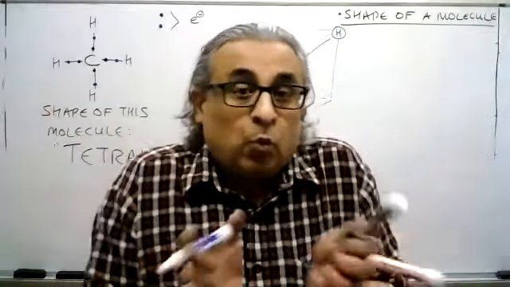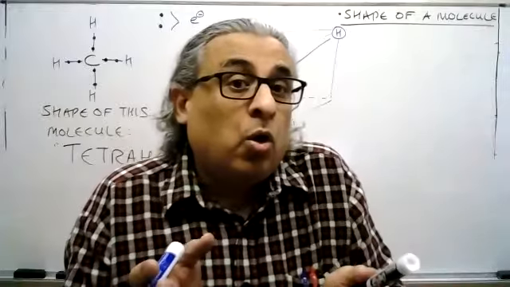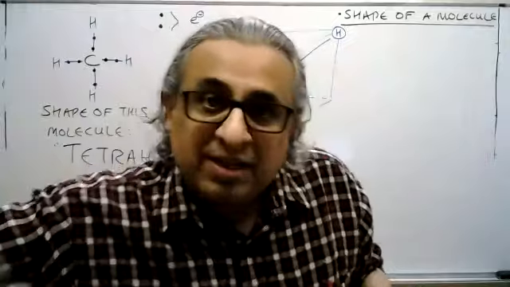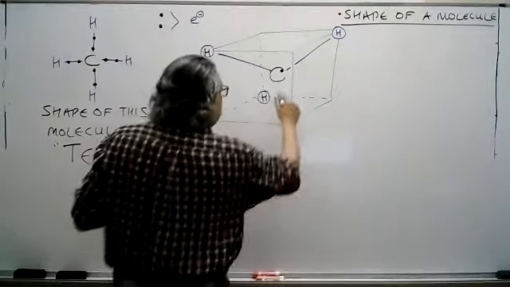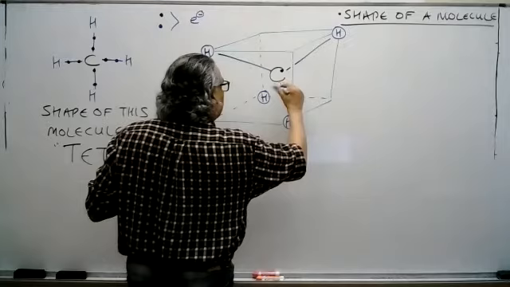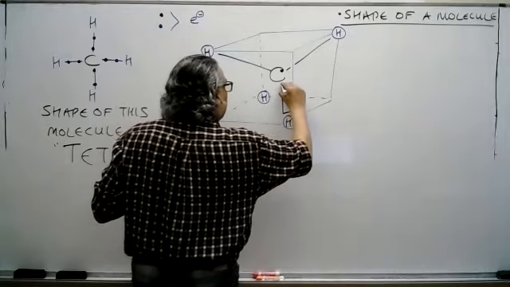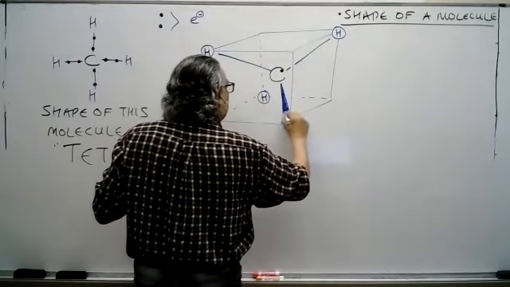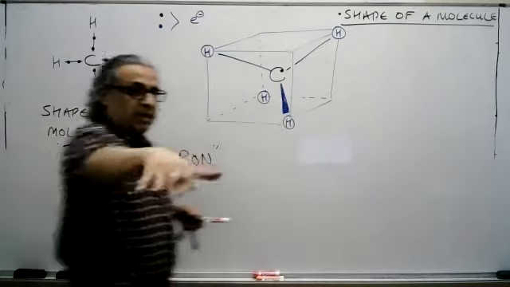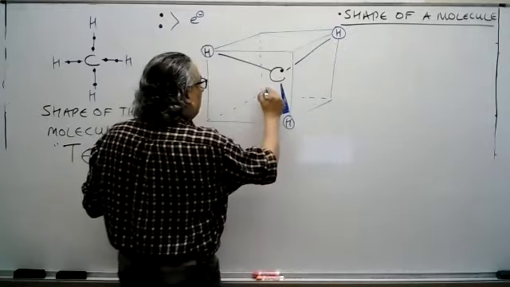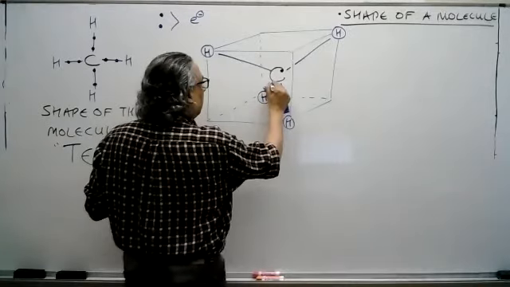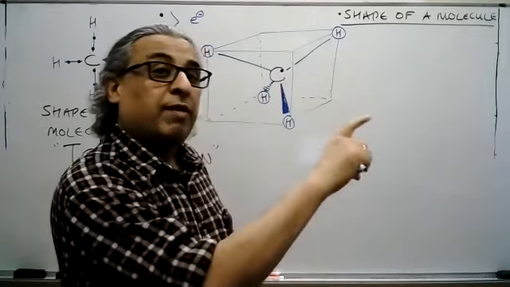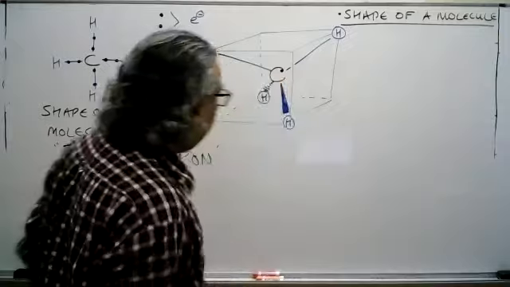Like a wedge. So we use a wedge to basically send the message that that thing is sticking out toward you, okay? So this bond is going to be drawn with a wedge. Okay, that means it's out toward you. This bond, on the other hand, is going to be drawn with a dashed line, kind of widening as it goes further back from the center.